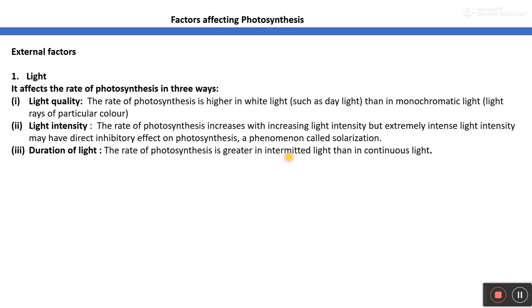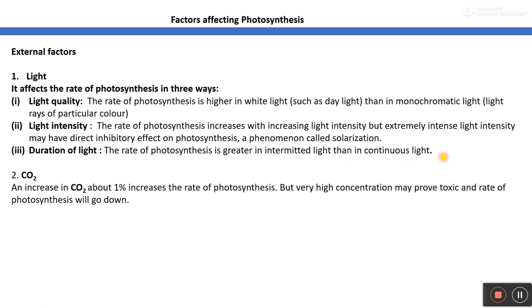So why is it so? Just go to my previous class and read the red drop and Emerson enhancement effect, and then you will come to know the reason why the rate of photosynthesis is greater in intermittent light than in continuous light.